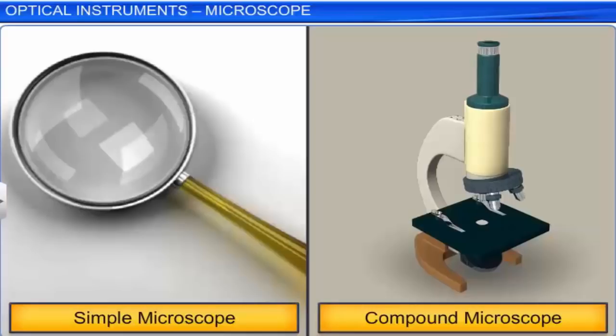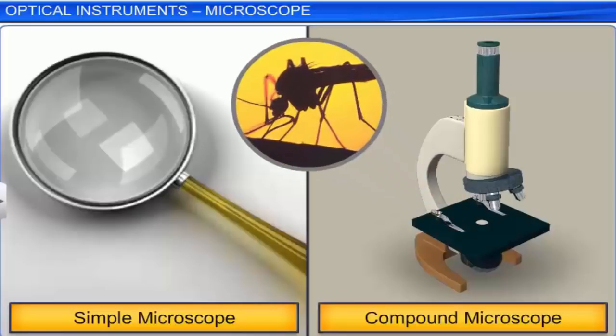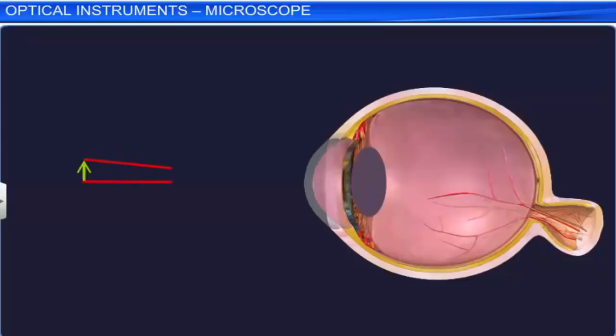The microscope is an optical instrument used to view objects of very small sizes. The apparent size of the object viewed through the microscope is many times larger than its actual size. Primarily, the apparent size of an object is determined by the size of its image on the retina, which in turn depends on the angle subtended by the object at the eye. When the object is far from the eye, it subtends a small angle at the eye, and hence its apparent size is also small.